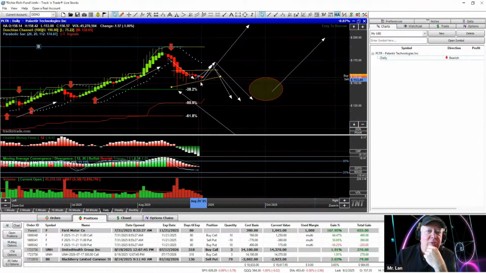Now, if you didn't, and you're riding down through this, there's nothing wrong with that. You're just going to have to sit through a drawdown, and then the dividends that come out of Palantir, which are relatively large, are going to pay you, and you'll just stay in. There's nothing wrong with that. You can just stay in.